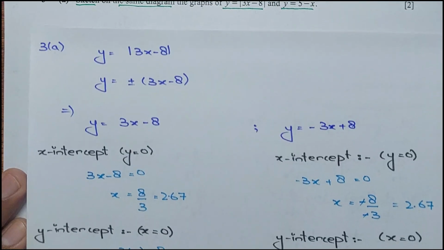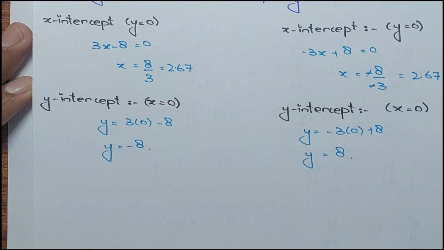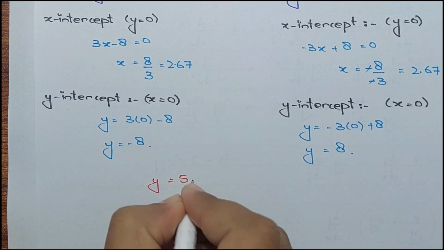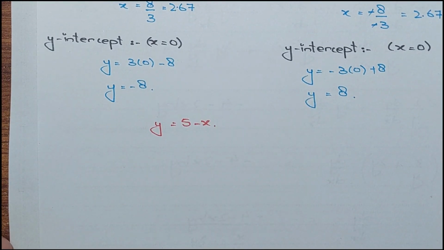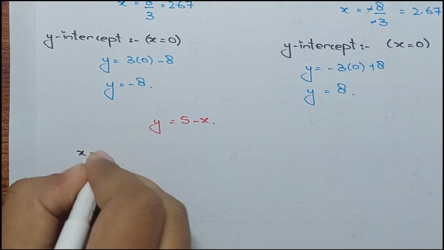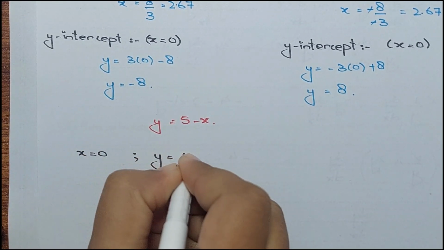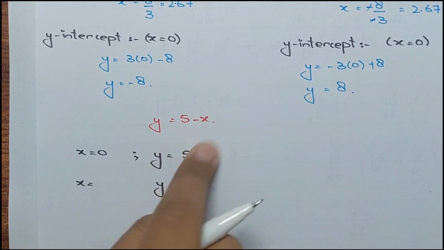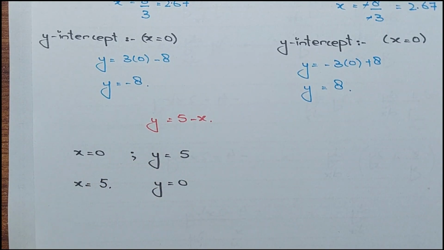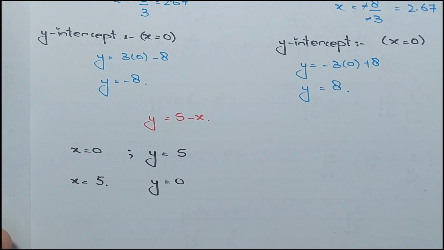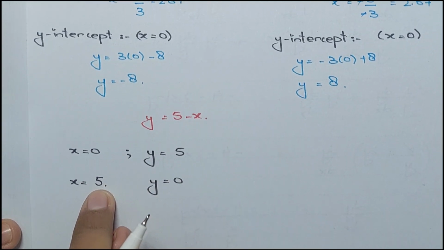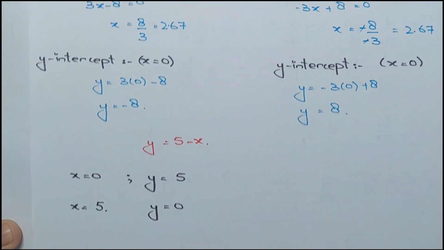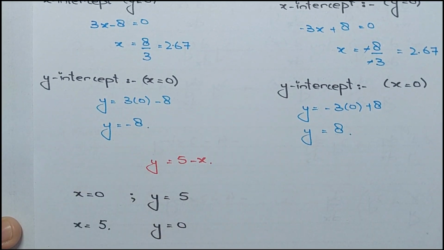And let me do this equation y equals 5 minus x. Okay, the other equation is y equals 5 minus x. Find out the x and the y intercept. When x equals 0, y equals 5, and when y equals 0, x equals 5. Okay, now we can easily plot them. So for x we need positive 5 and positive 8 over 3, 2.67. And for y values we need 5, 8 and minus 8.